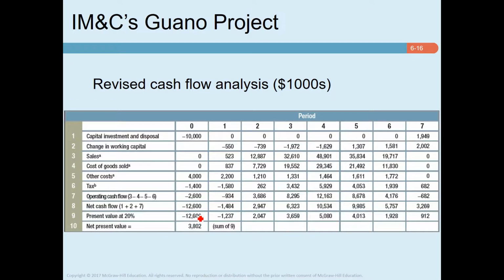So this is the revised cash flow analysis after considering all these factors, and you can see that net present value, and the process is still the same, and since it's a positive net present value, we accept the project. So this is a brief discussion on how we estimate NPV of a project given the cash flow, income statement, and the balance sheet information.